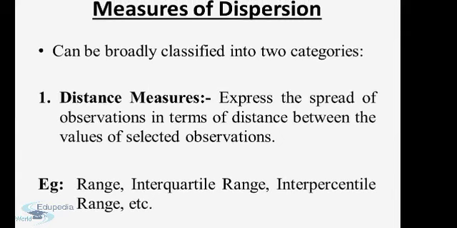Now, in distance measure, what we do is we basically measure the distance between two selected observations, which could be the two extremes, like the maximum and minimum. The difference between the maximum and the minimum quantity of a distribution is actually the range, which will give us the variability or the spread of the distribution. Some of the examples here are range, interquartile range, interpercentile range, and so on.